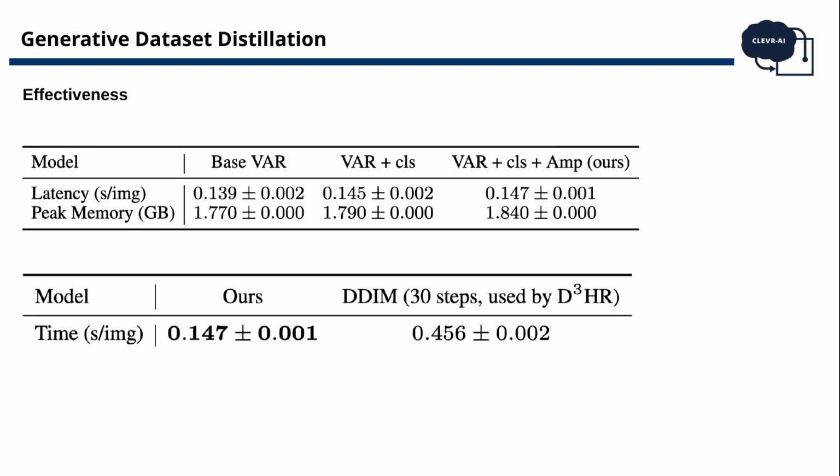Adding class token amplification to VAR keeps latency nearly unchanged and peak memory essentially stable. Compared with diffusion-based generation, the reported time per image is also lower. This makes HIERAMP practical for producing distilled datasets at scale.